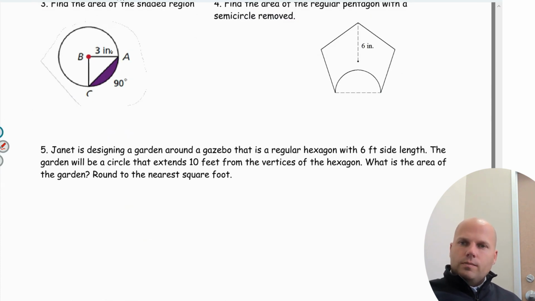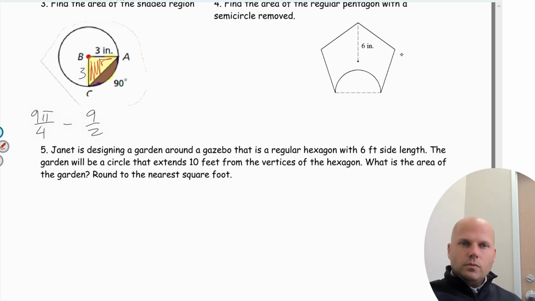I have a quarter of a circle, and then I have this triangle. I'm going to find the quarter of the circle and subtract the triangle. So I have pi r squared quartered minus base times height divided by 2. Great.